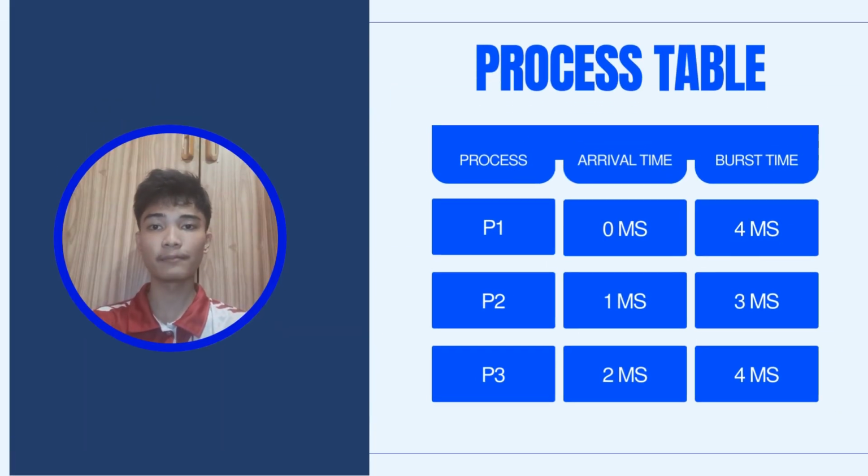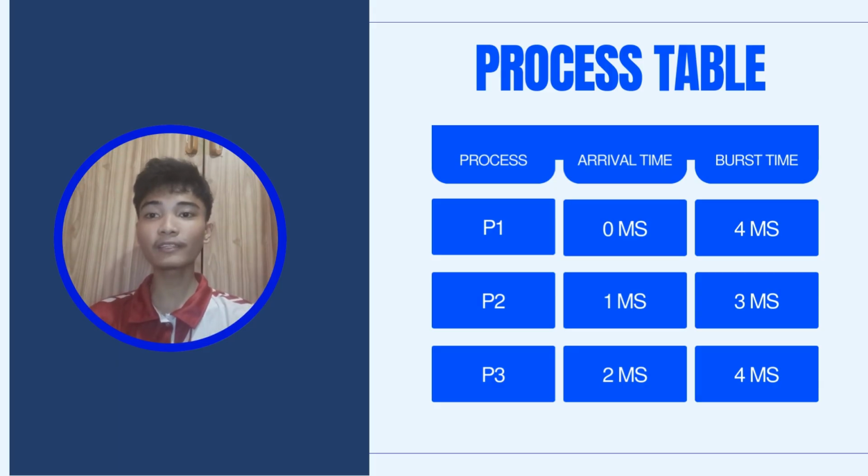Now that we understand the basic idea of first come first serve, let's look at how we represent it in practice. One of the most common tools we use is a process table. This table helps us organize important information about each process, like when it arrives, how long it needs the CPU, and other details we'll calculate later. It's basically the starting point for analyzing how the scheduling algorithm works. For example, in our table, we will list each process, its arrival time, and its burst time.